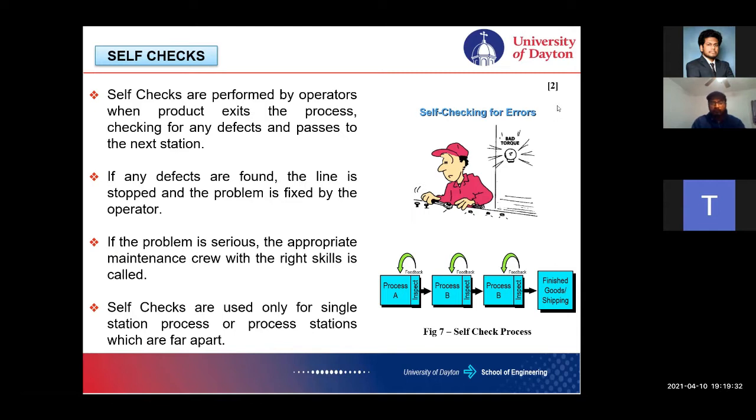If the problem is minor, the operator will fix the issue and would resume production. But when serious breakdown occurs, the operator would seek the help of an expert or a maintenance tech crew to help them with the problem. A defective part will not be passed on to the next station in the case of self checks. Self checks are also only used for single station or for processes that are located far apart.